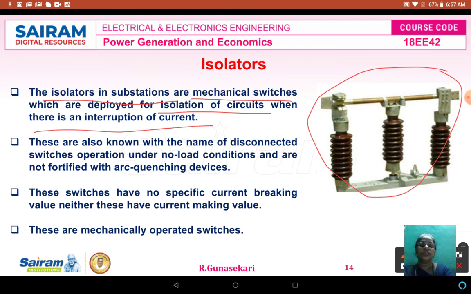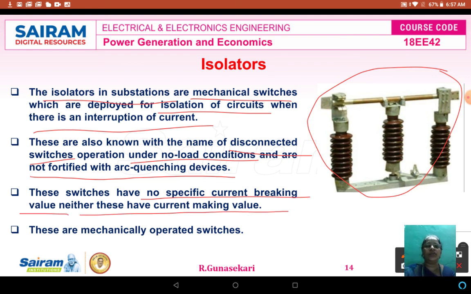These are also called disconnect switches, and the operation is under no load conditions. They are not fortified with arc quenching devices. It's just mechanical switches only. And these mechanical isolator switches have no specific current breaking value, neither do they have a current making value. The isolators are mechanically operated switches.